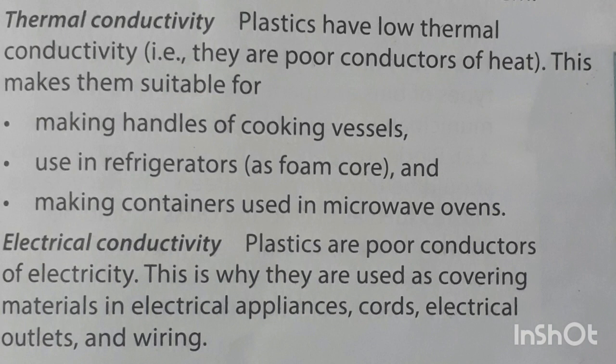Electrical conductivity. What do we mean by electrical conductivity? How plastic allows electric current to pass through it is called electrical conductivity. Mostly plastics are poor conductors of electricity. This is why they are used as covering materials in electrical appliances, cords, electrical outlets and wiring. That's why we use plastic to cover the wires, cable wires.